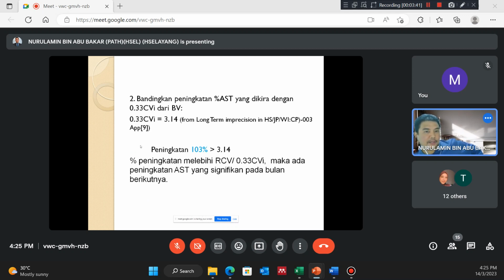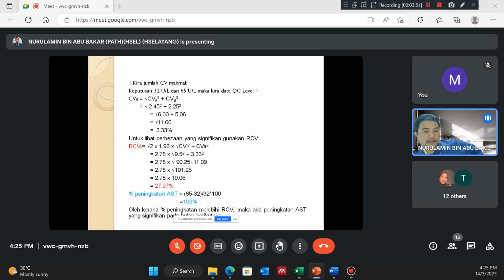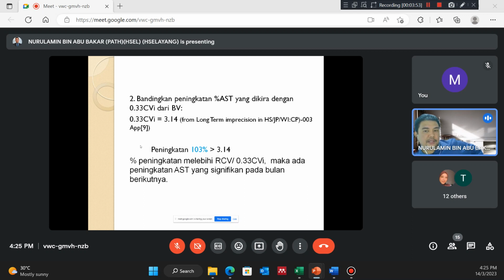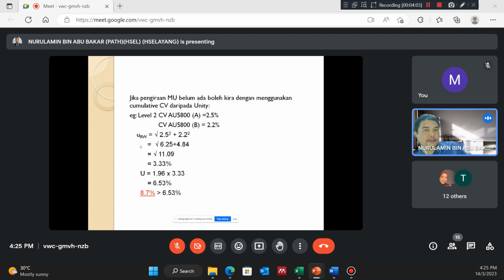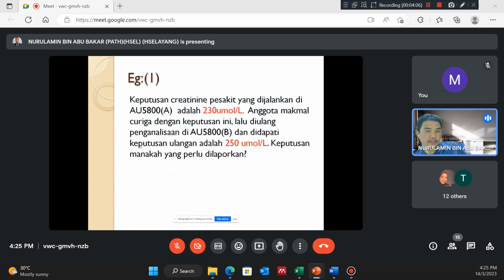So and then we compare the EBV 3.14 and then melebihi RCV sebab kita ada formula juga 0.33 CVI, and then we know peningkatan melebihi yang dibenarkan. So at the end our conclusion is significantly different. So this is how we implement the RCV and MU in our what we call it chemical pathology lab, based on our experience.